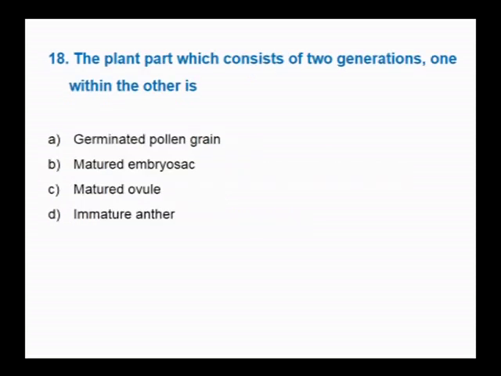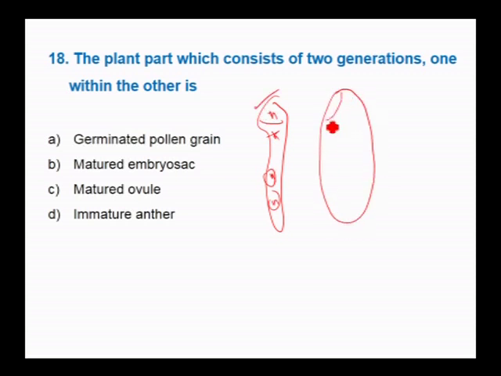Next question. The plant body which consists of 2 generations, one within the other. Germinated pollen grain. See, germinated pollen grain where all the cells are haploid. Gametes are haploid, therefore it is only gametophyte. Matured embryo sac. See, in matured embryo sac, we have antipodals, 2 polar nuclei n plus n and egg cell n, synergids n. It is mature, all haploid, therefore this cannot be the answer.